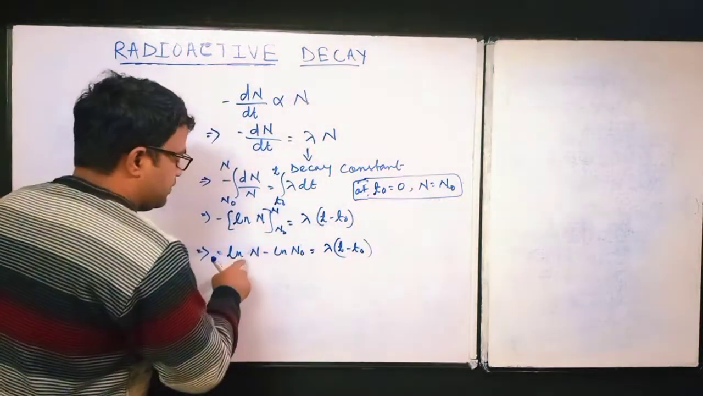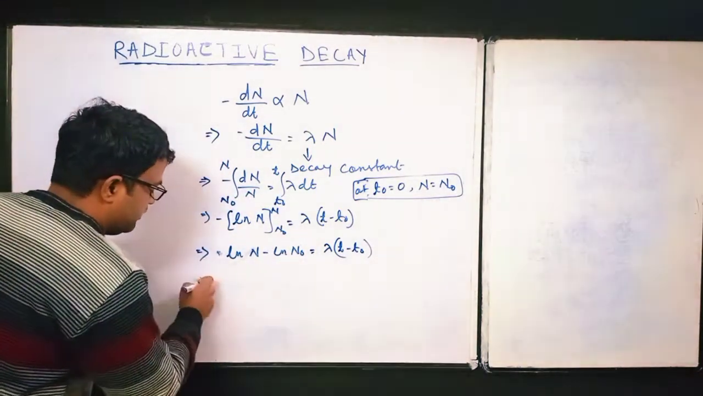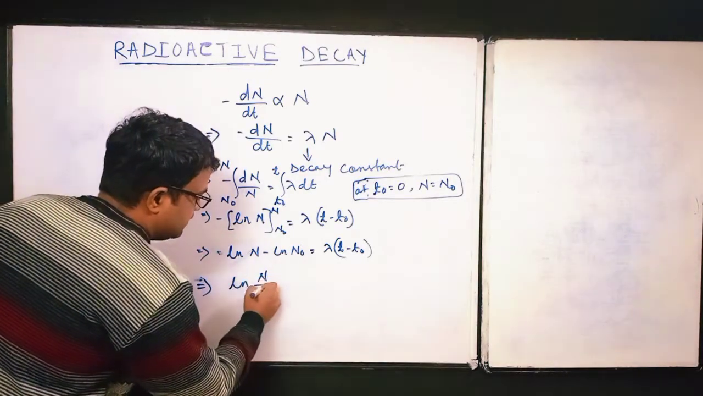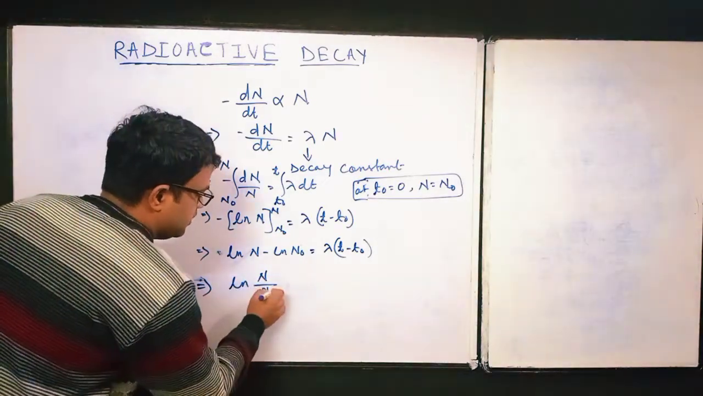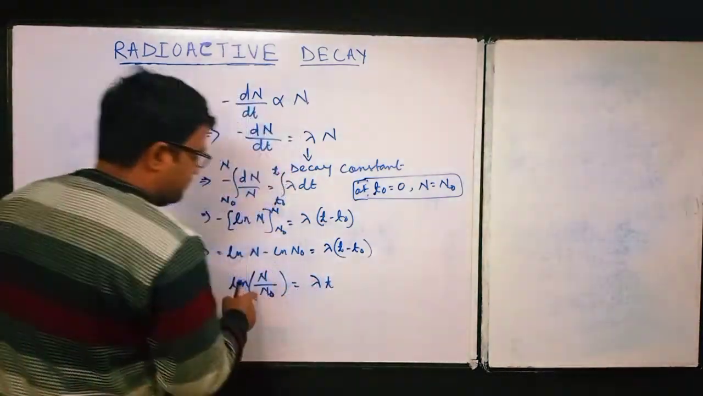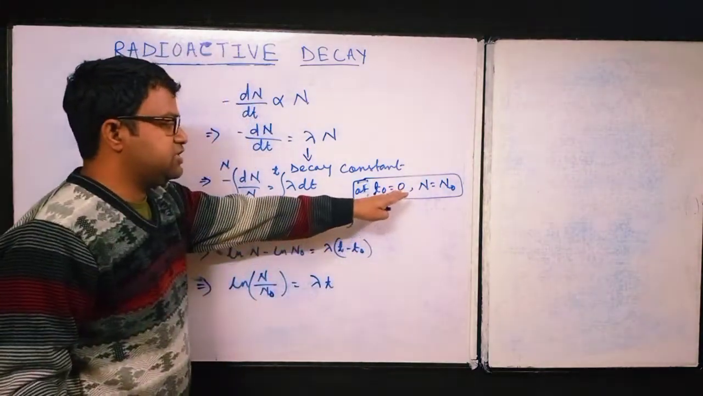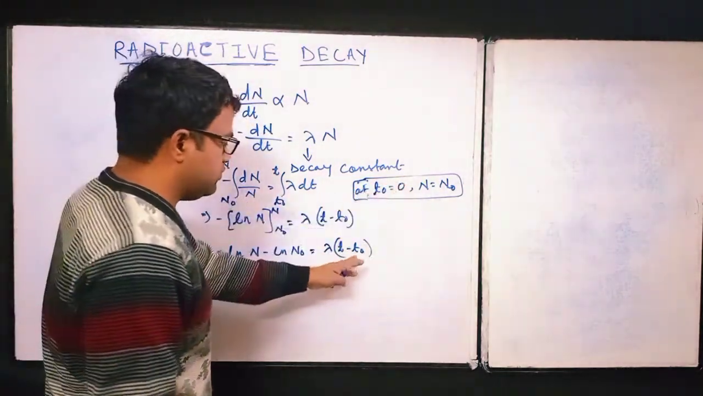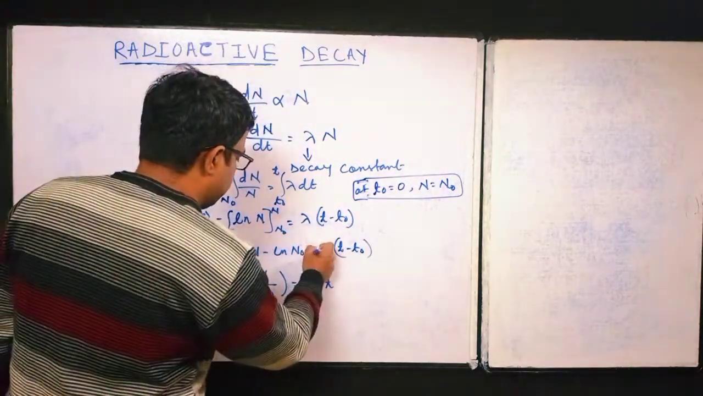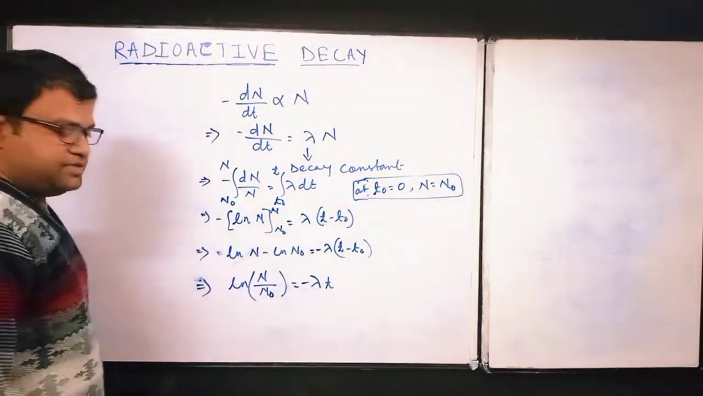So ln n minus ln n0, log a minus log b, we know that log a upon b, so we can write ln n by n0 equal to minus lambda t, because we have put the initial condition that at t equal to 0, this one will be 0, only lambda t will be there. The negative sign I have taken to the right side, so minus lambda t.